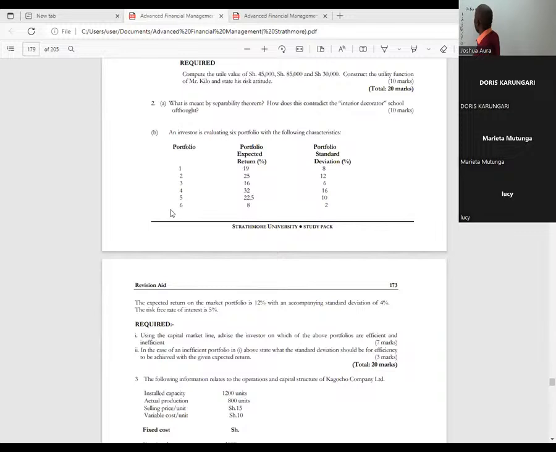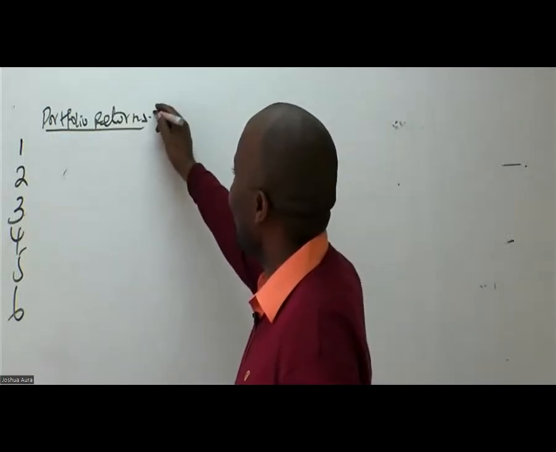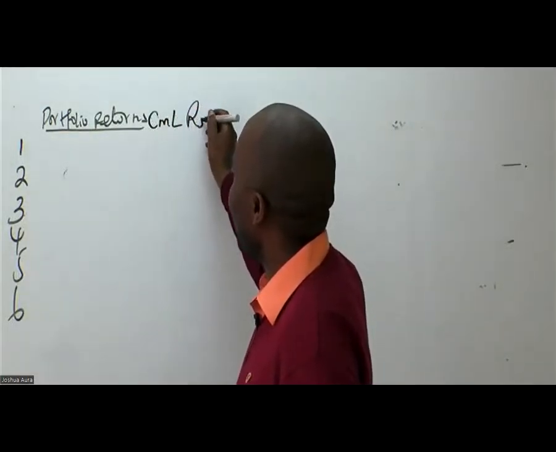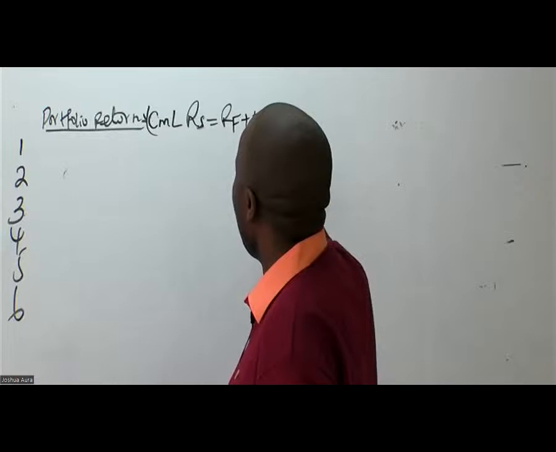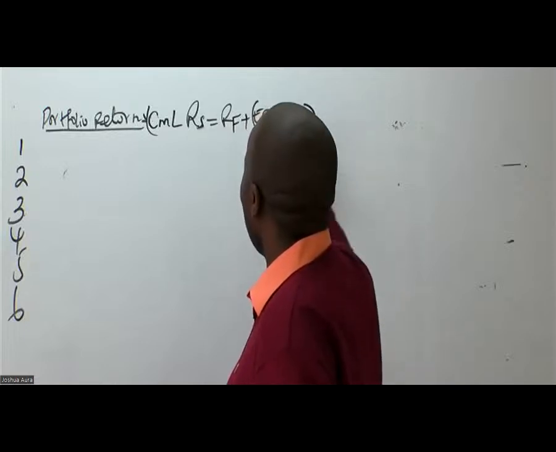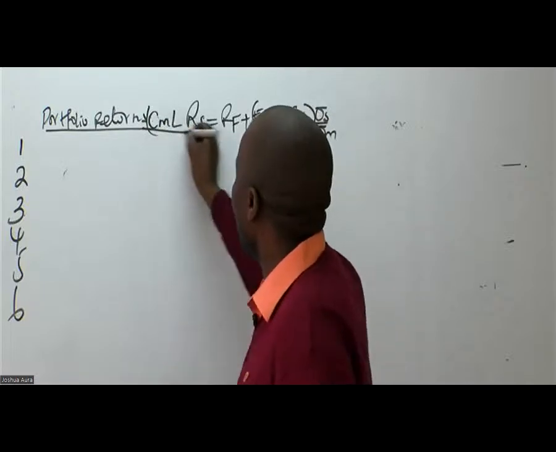Portfolio returns for each one of them, and I know the formula. This is how I'm getting the portfolio returns, or the CML returns. And these CML returns of our security will be equal to risk-free plus E(RM) minus risk-free, multiplied by the standard deviation of S divided by the standard deviation of the market. So I would want us to get this for each security.